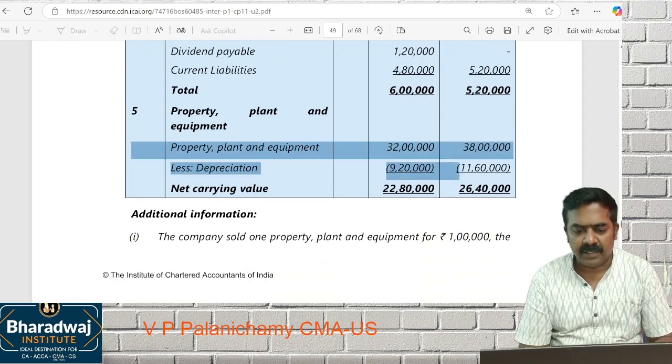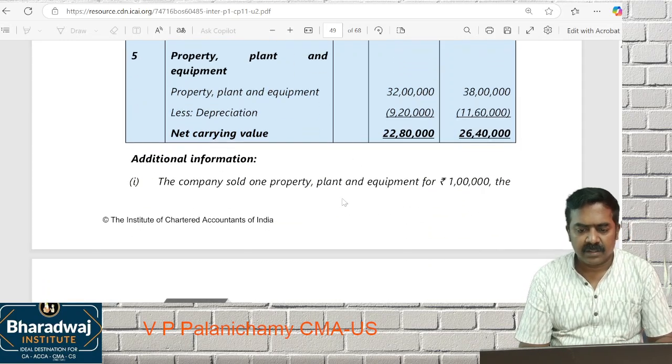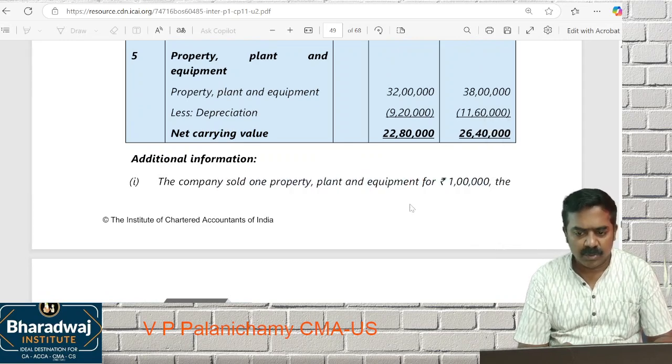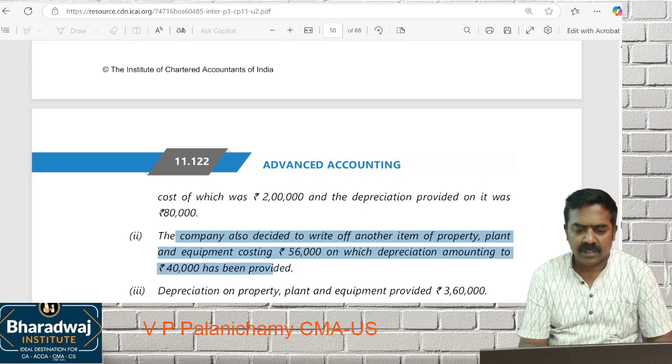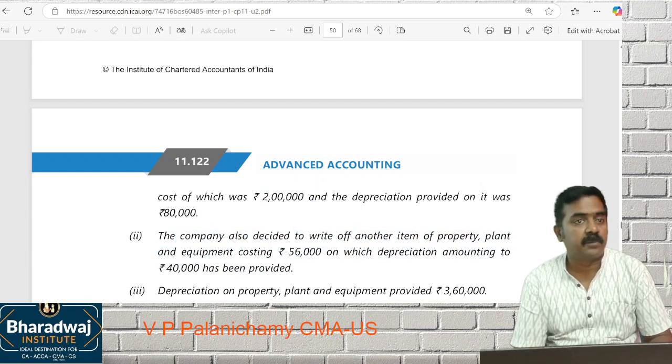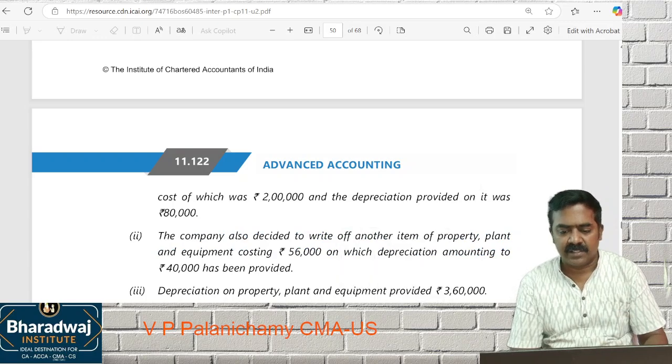We are given PPE with depreciation. Then the company sold one PPE for how much? 1 lakh. They have given cost and depreciation. The company also decided to write off another item of PPE costing 56,000. Depreciation for 40,000 has been provided. This is what exactly we saw at the starting of the class.